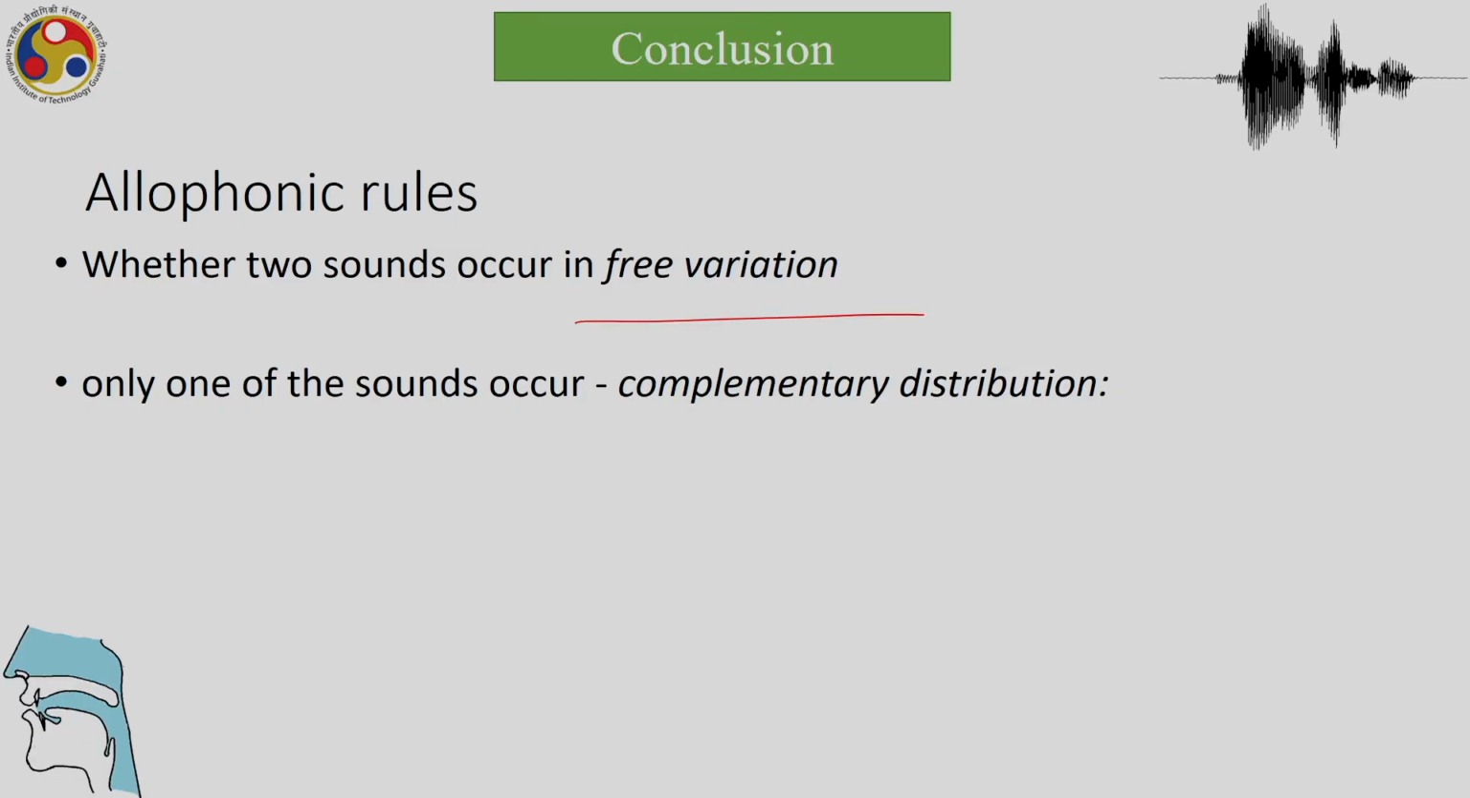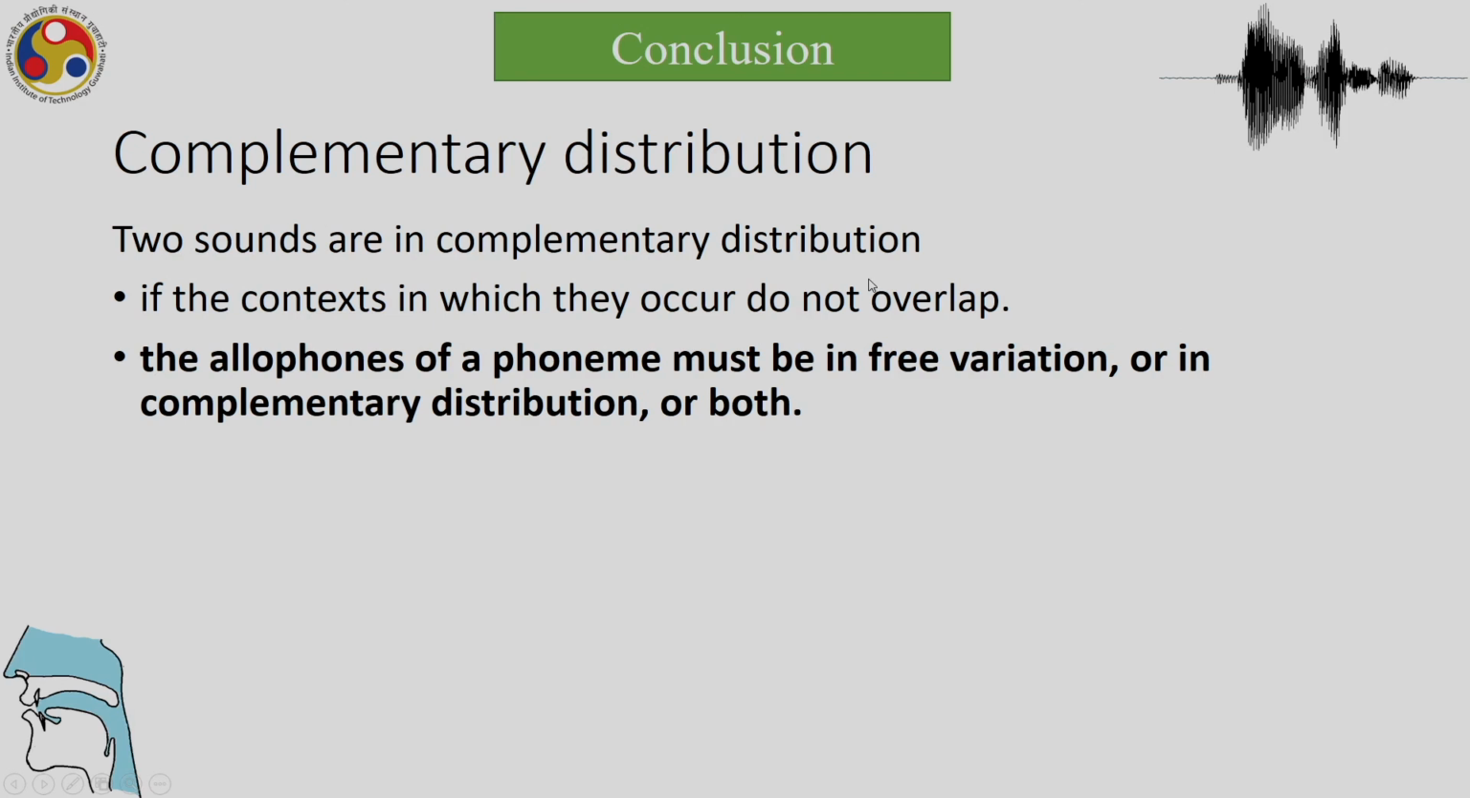When only one of the sounds occurs in a given context, that is complementary distribution, and this can also be expressed with allophonic rules. As we have already gone through, what is complementary distribution? When 2 sounds are in complementary distribution, then the contexts in which they occur do not overlap, and the allophones of a phoneme must be in free variation or in complementary distribution or both. So, as we just heard, free variation and complementary distribution can both exist in a language, and in complementary distribution we know the exact environment in which something will occur. With free variation, that kind of rule writing is not possible.